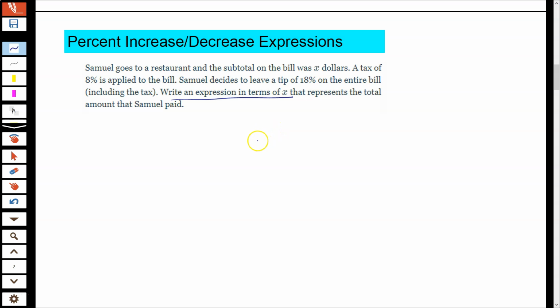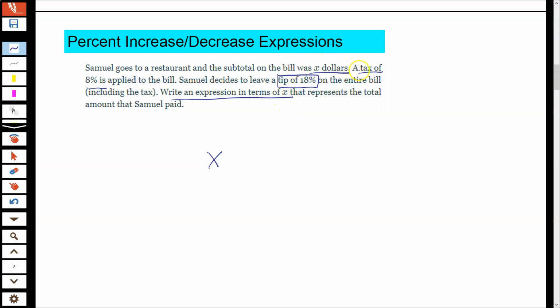So we have tax and tip involved. You guys probably have run into this in real life, whether you work in a restaurant or you've eaten at one, right? So he's going to a restaurant and the subtotal on the bill was X dollars. So X dollars, subtotal means before tax. And then 8% tax is applied to the bill. And then he's going to tip 18%, which is a bad tip for the record. Well, it's not terrible, but 20% is the go-to. It also makes your math easier if you tip 20%.